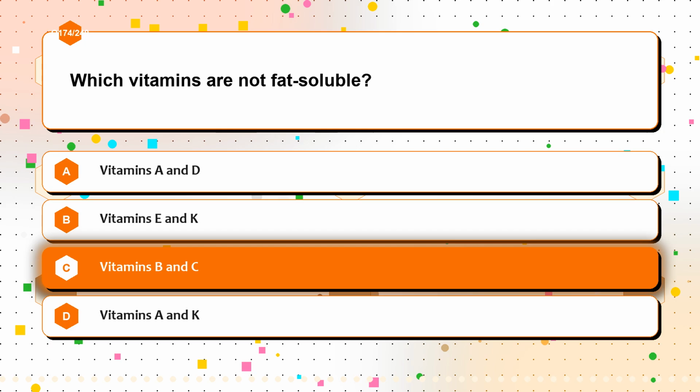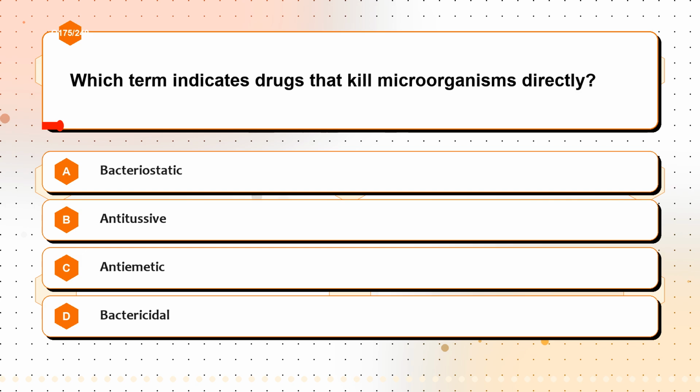The correct answer is option C. Vitamins B and C. Question 175. Which term indicates drugs that kill microorganisms directly? Here are the options. Option A. Bacteriostatic. Option B. Antitussive. Option C. Antiemetic. Option D. Bactericidal.